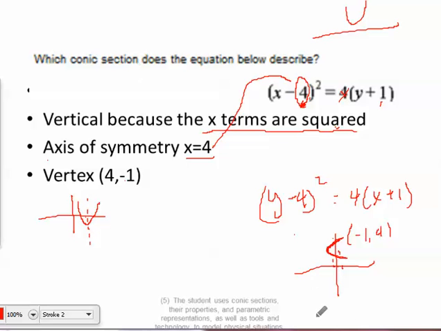Sorry, I had to cough. Okay? So you can tell the difference between these two. This one is a vertical one. This one is a horizontal one. Make sense?